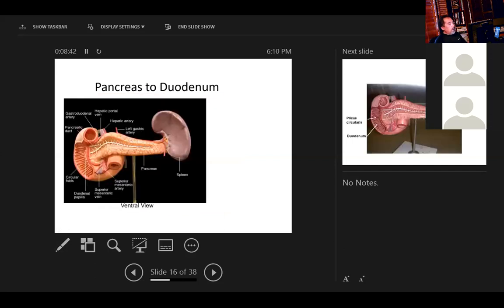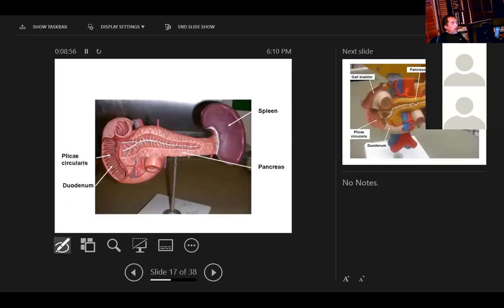All right, and then we're looking at this again. Okay, we've got the main pancreatic duct, the Wirsung, and this is going to be the Santorini, the accessory pancreatic duct. Okay, and again the pancreas, main pancreatic duct, accessory pancreatic duct. I'm waiting for it to show up with the connection of the gallbladder.